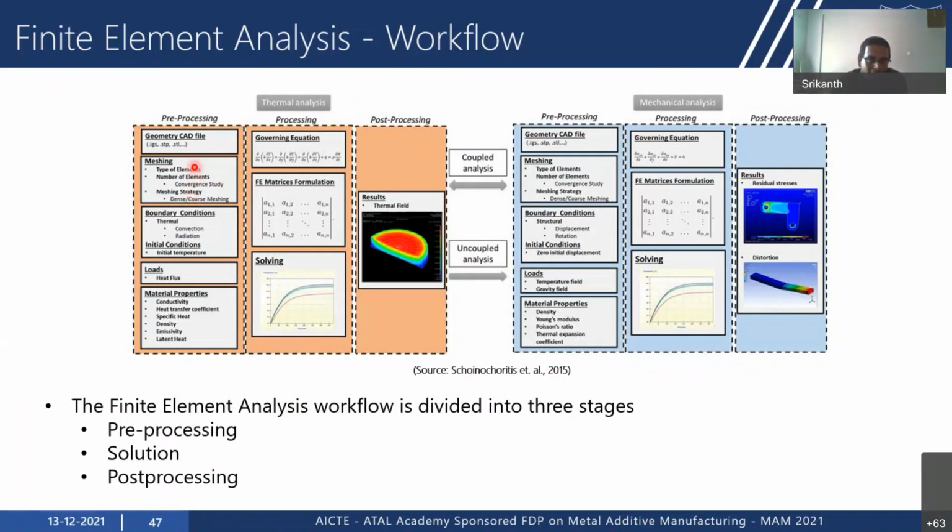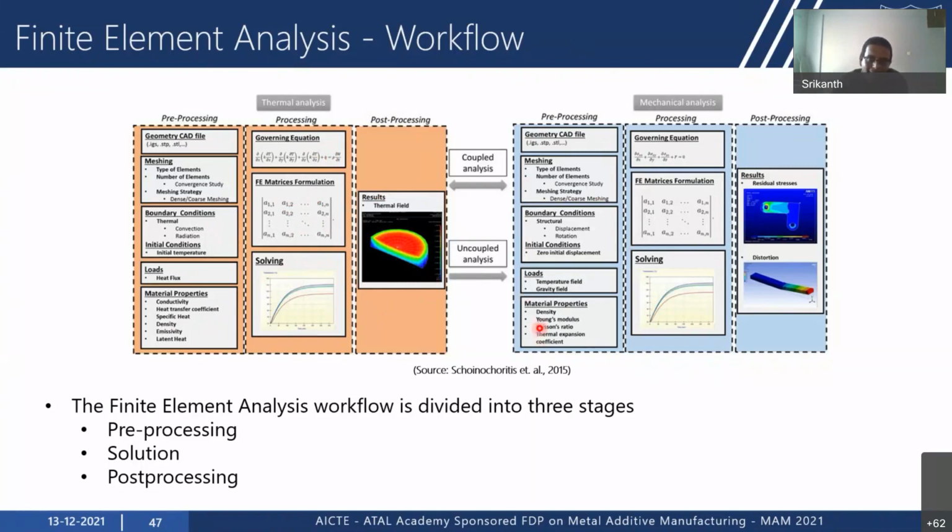So if you look at thermal analysis, we are going to first import the geometry or create the geometry in the software. We're going to mesh it, okay? We need to determine the number of elements. I'm going to discuss the mesh very briefly, and then we need to apply the boundary conditions like convection, radiation, the initial condition temperature, the heat flux, and the material properties that are used are density, specific heat, thermal conductivity, latent heat, convective heat transfer coefficient, and emissivity, and so on. We solve the heat conduction equation here, okay, and then the output of thermal analysis is the temperature field, the thermal field, okay.